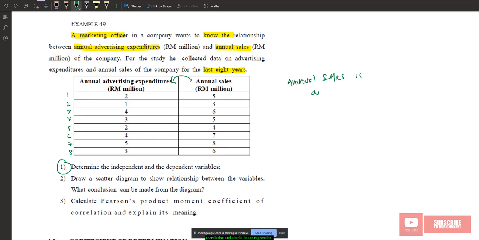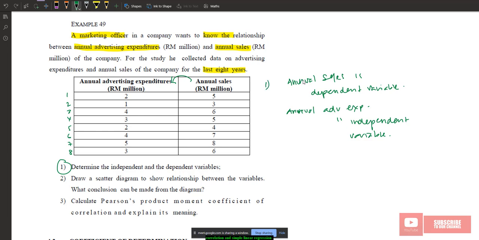So annual sales is the dependent variable, and advertising expenditure is the independent variable. So this is the most important step.